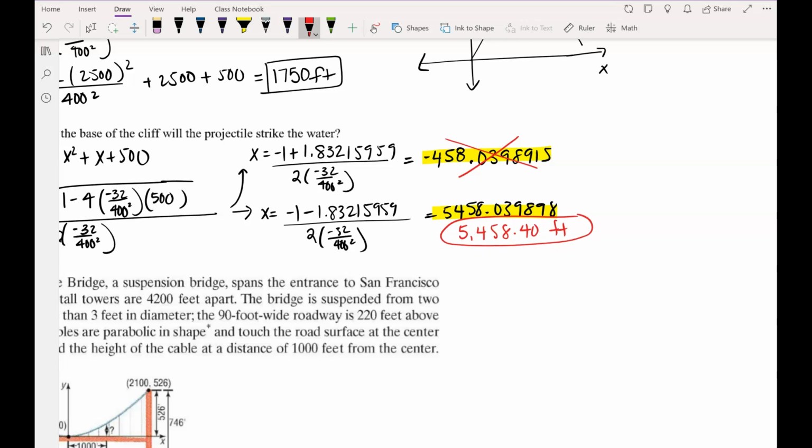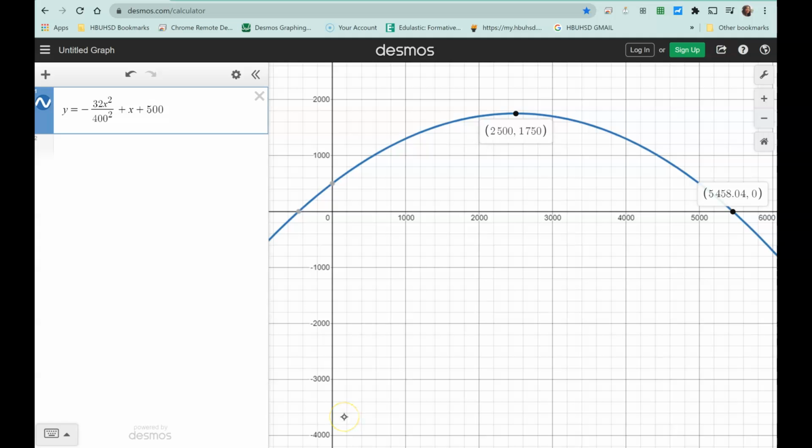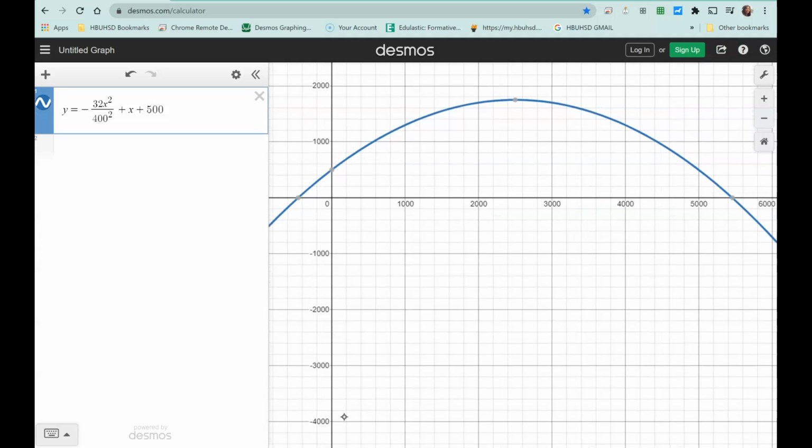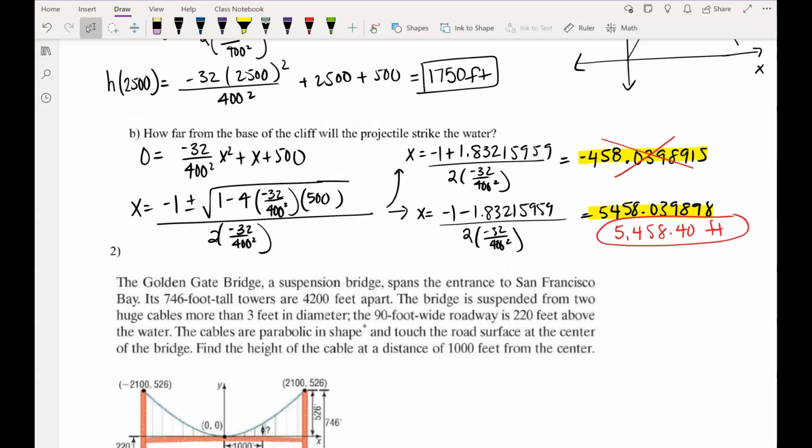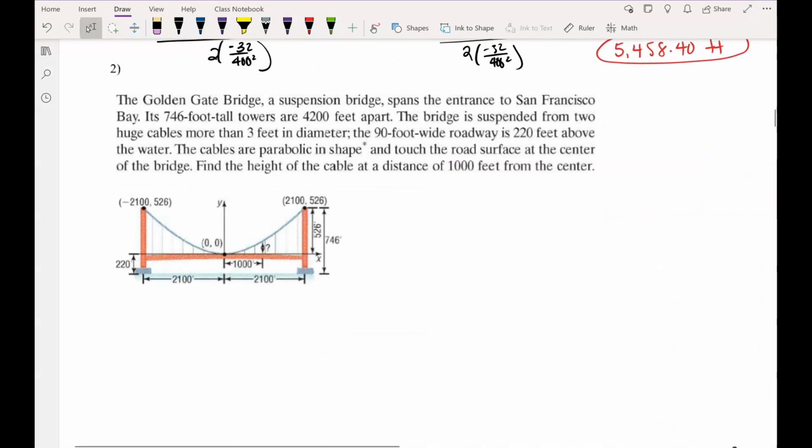Now let's just quickly check our answer with the graphing calculator again, on decimals. And as you can see, this dot over here, when I click it, when the height is 0, it's at 5458.04. So 2 answers, algebraically and graphically, they are matching up. All right, so now let's, this is a review. I'm going a lot quicker than normal because these are supposed to be review, okay guys?